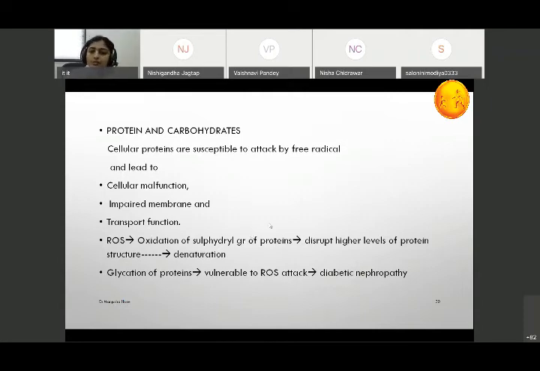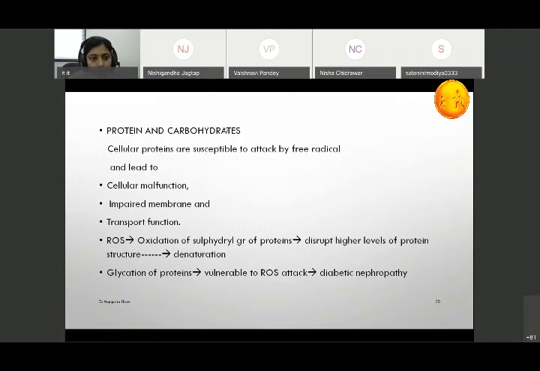So oxidation of this sulfhydryl group of proteins will lead to disruption of the higher level of protein structure. Indirectly, it will cause the breakage of the link of amino acids, and that will lead to denaturation.